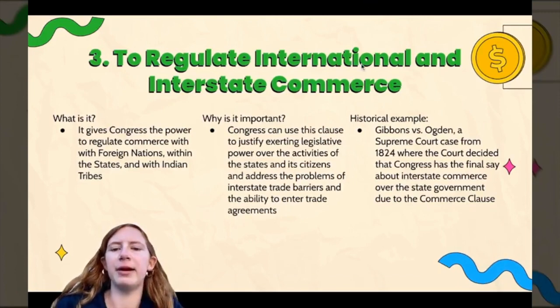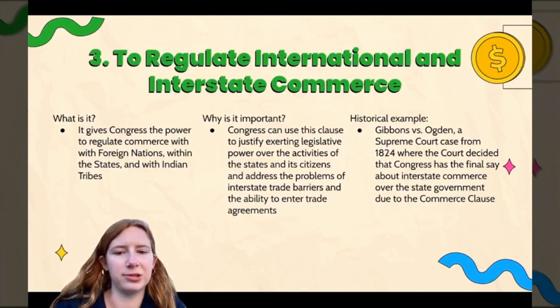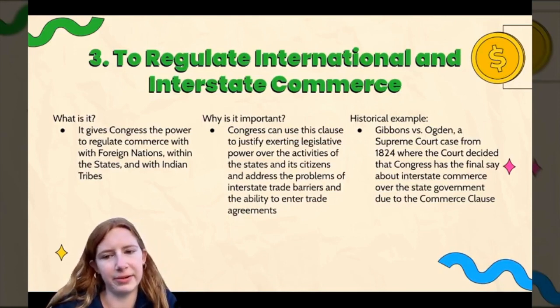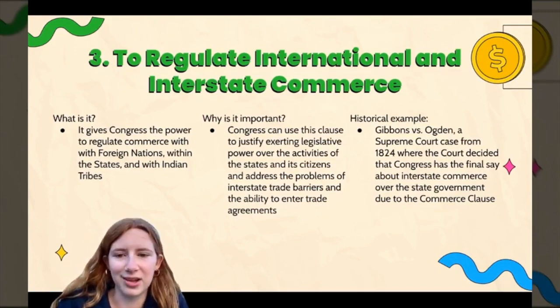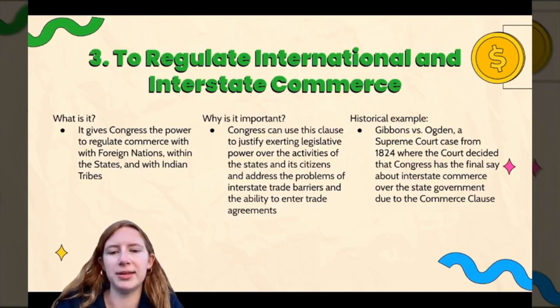The third enumerated power of Congress is to regulate international and interstate commerce. What is this power? What is this clause? Well, it gives Congress the power to regulate commerce with the foreign nations, within the states, and with the Indian tribes. Why is this important?